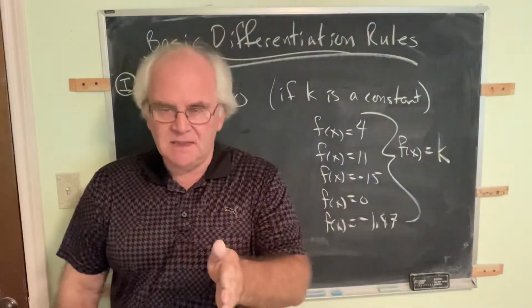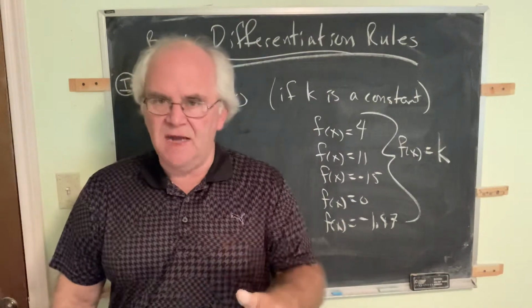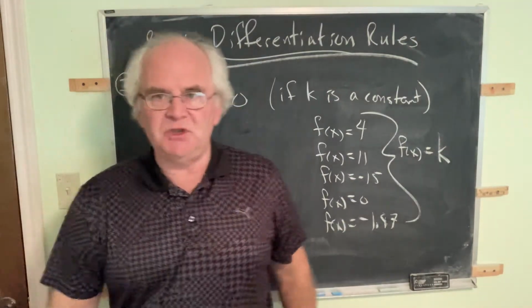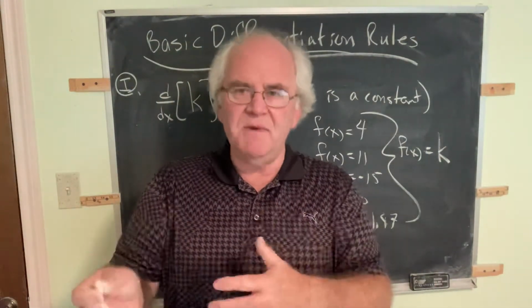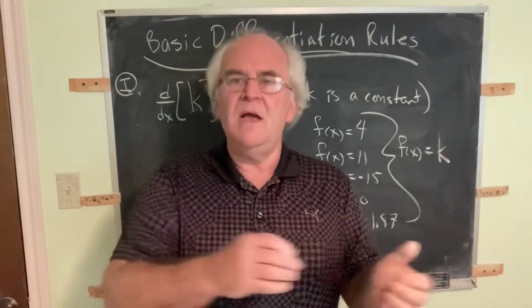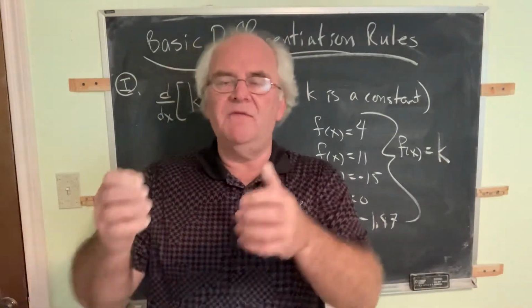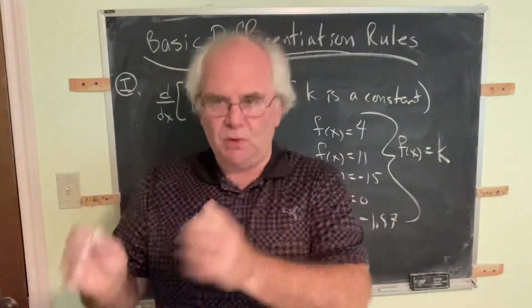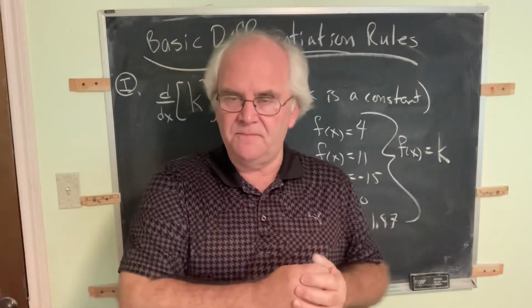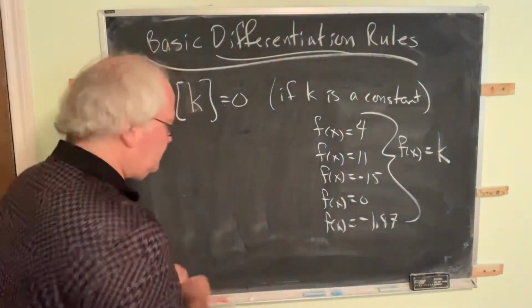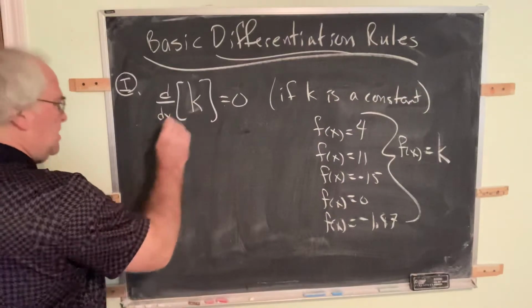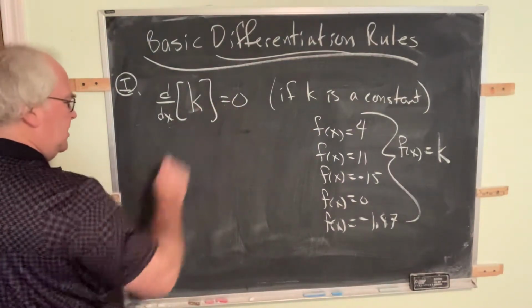So the limit of a constant is the constant. The limit of the function f of x equals 4. The limit of 4 is 4. But the derivative of the function f of x equals 4, the derivative of 4, is equal to 0. So that's our statement. The derivative of a constant is 0.